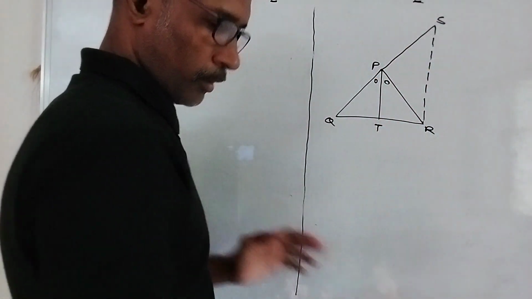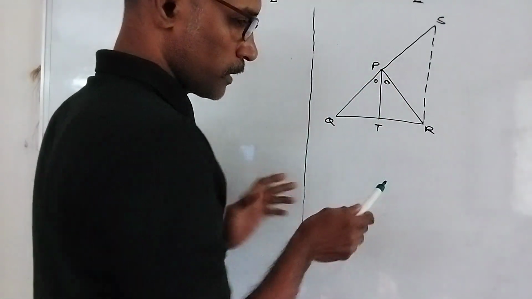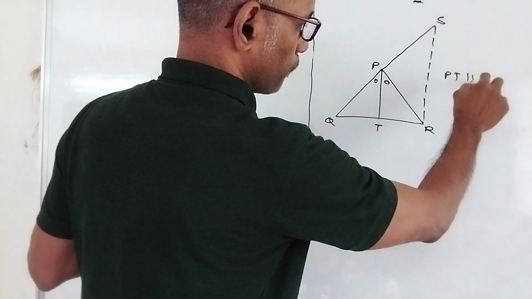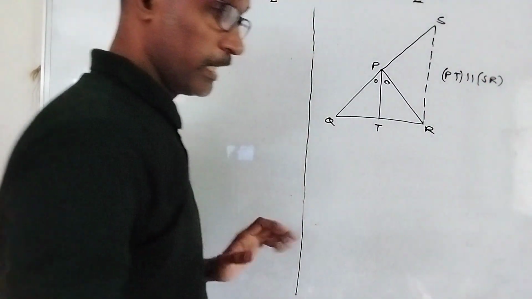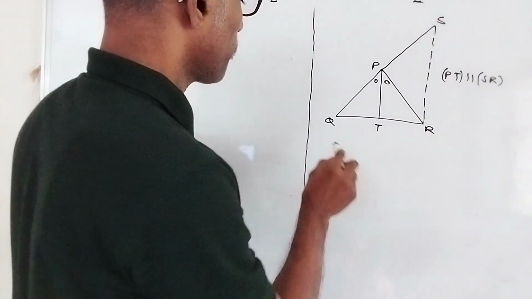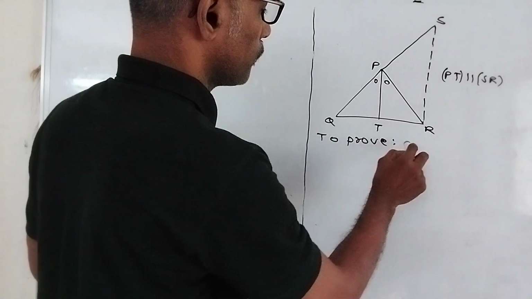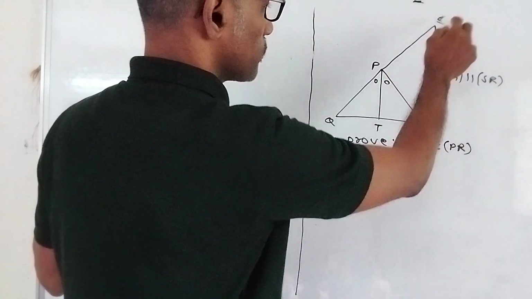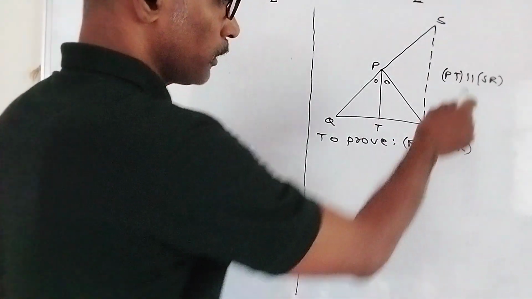Now see here. This example is incomplete. The hint is needed: PT parallel to SR. That is needed. Did you understand? Therefore, this example is incomplete. Then, what is to prove? PS is equal to PR. Otherwise, we cannot prove this. That is impossible. Accept this.